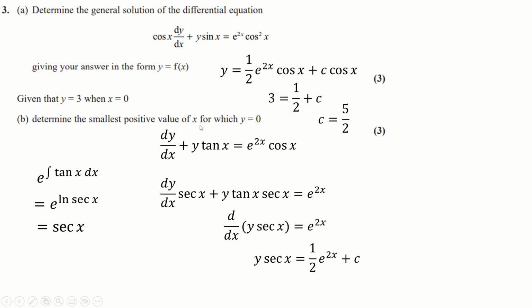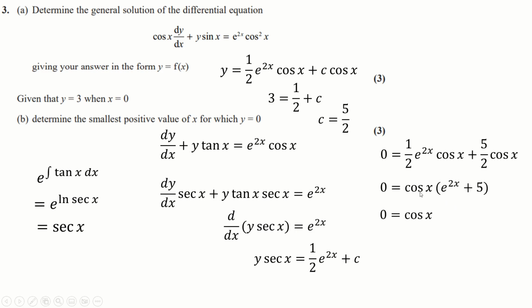Determine the smallest positive value for which y is 0. So, okay, well, let's put that c in, and let's set y to be 0. We can factorize out a cos, we can double everything to get rid of the fractions. Now this thing here is always positive because that is and that is, you add them together, you get a positive. So we're just looking for cos x to be 0, which first happens when x is pi over 2.